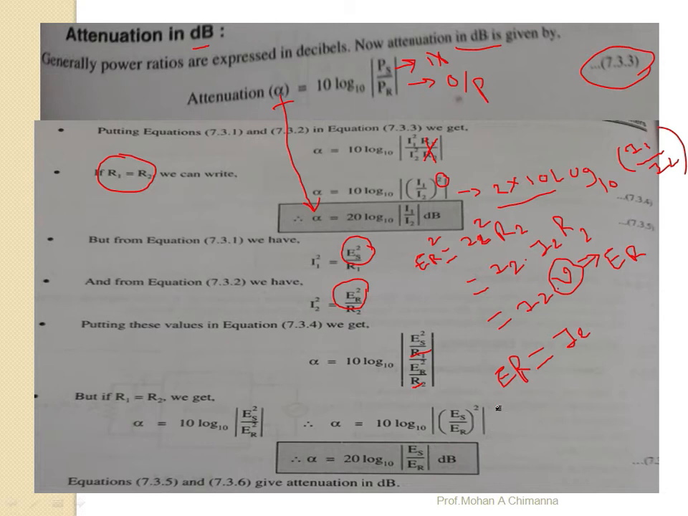So your square is multiplied by 10, that's why alpha is equal to 2 into 10 log to the base 10 of Es upon Er. So equation 7.5 and equation 7.36 give the attenuation in the decibel unit in the form of the current as well as the voltage. I hope all of you understand how to find the decibel unit.